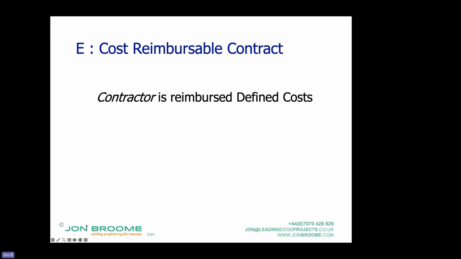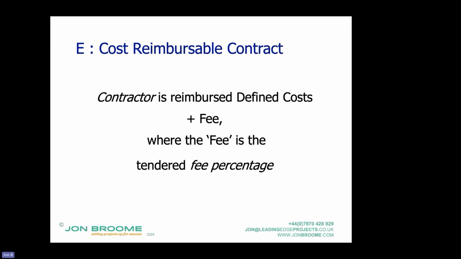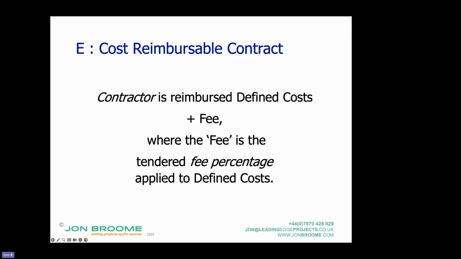Yeah, thanks. Right. Okay. So option E, contractor is reimbursed defined costs. So defined in the contract, so we're not arguing over what a cost is and whether it's related to it, how it's built up, etc. Plus a fee, which is expressed as a fee percentage. And for anybody who's familiar with NEC 3 but not necessarily NEC 4, there is only one fee percentage in NEC 4 now, which is applied to those defined costs. So what does that look like? I'm a contractor. I'm incurring defined cost as the contract proceeds.